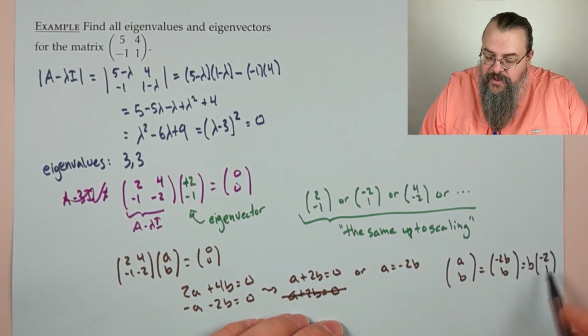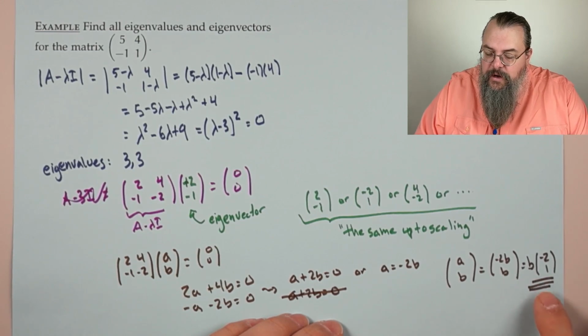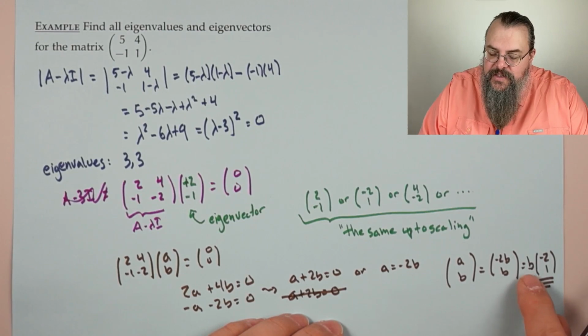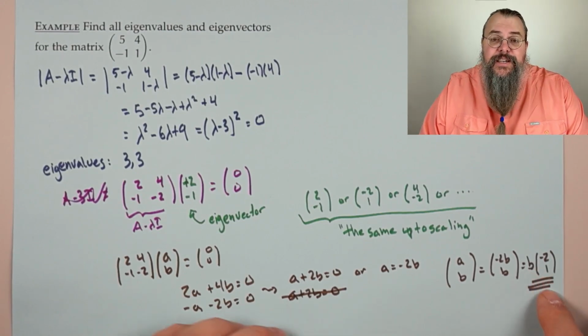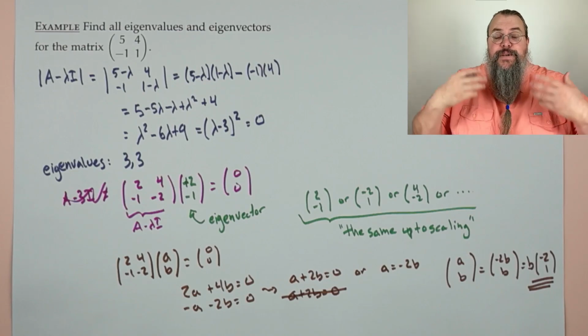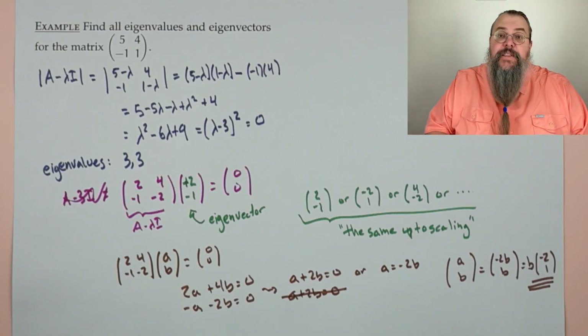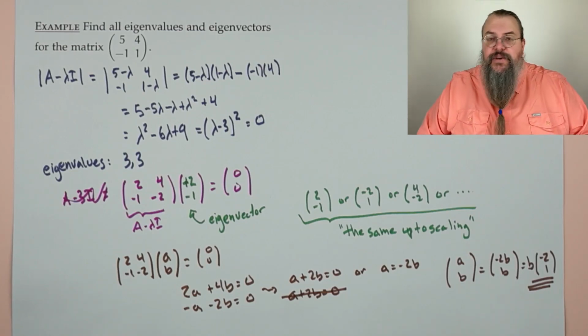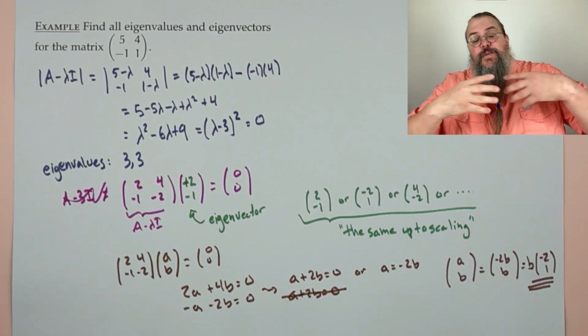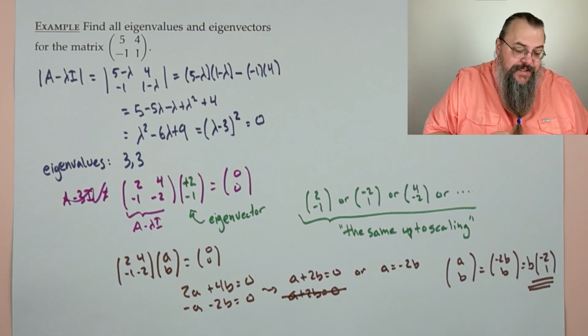So we are always going to have all eigenvectors look like some scaling factor times (minus 2, 1). There aren't two eigenvectors. We're coming up short. That's where we run into issues. So it's not that we have repeated eigenvalues, it's we're missing eigenvectors.